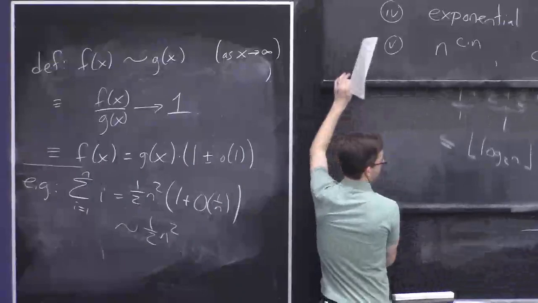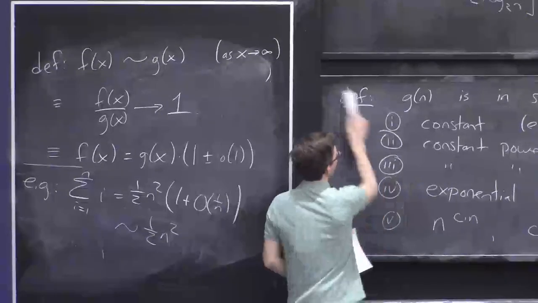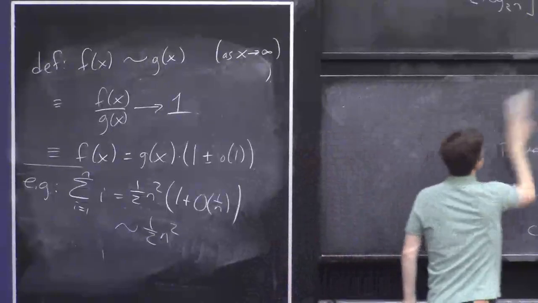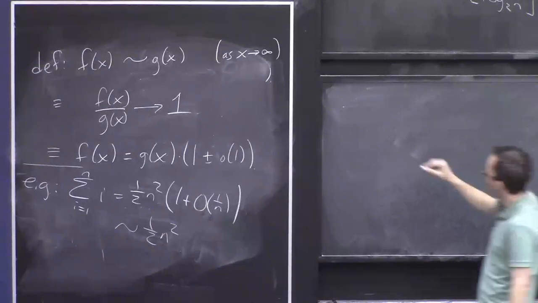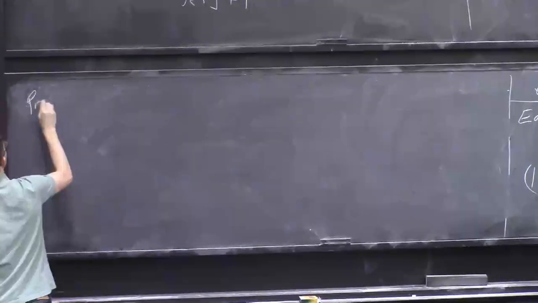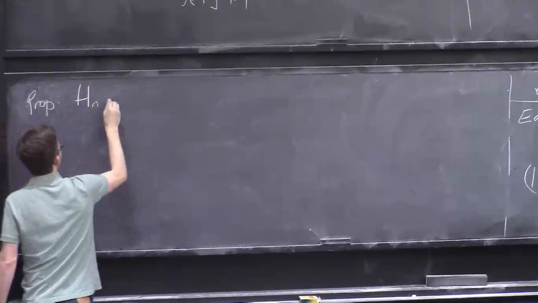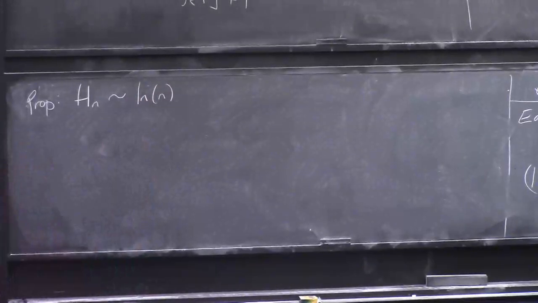So in fact, let's actually do this for the harmonic number H sub n. And we'll see why it's asymptotic to the natural log of n. And to do this, we have to use a kind of trick or technique. Proposition: H of n is asymptotic to natural log of n. We have to use a trick or technique, which is like the integral trick or integral technique.